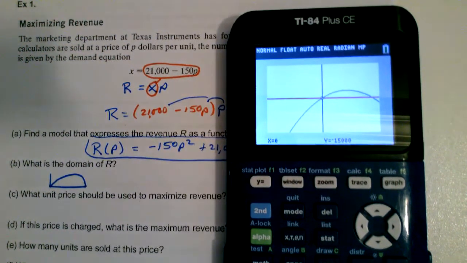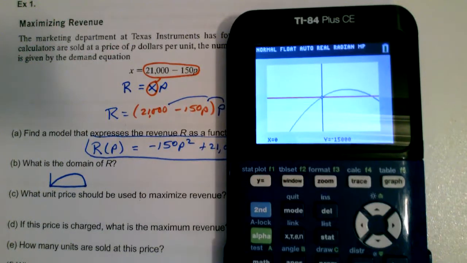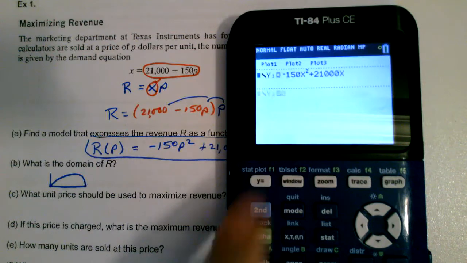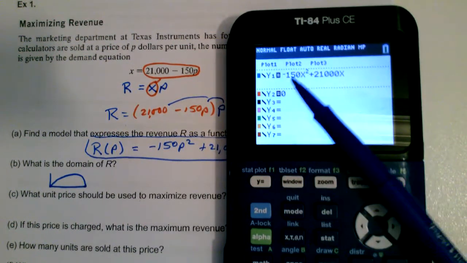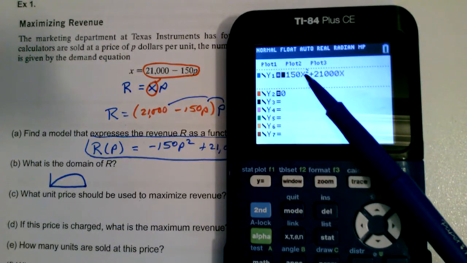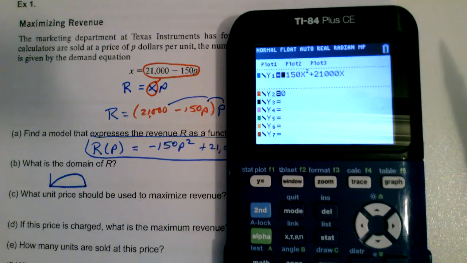Perfect. Mine's just a straight line. Yours is a straight line. Okay. Did you use zoom out? Okay. So let's go to your equation. Do you have the x squared? So you should have negative 150 x squared plus 21,000 x. You have that? So start in zoom 6.